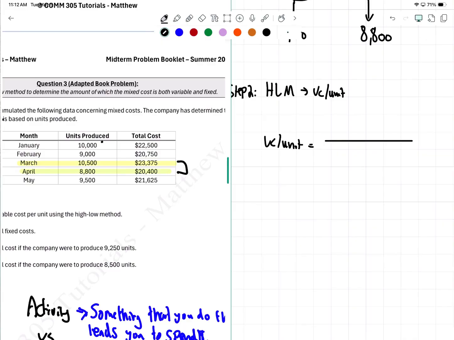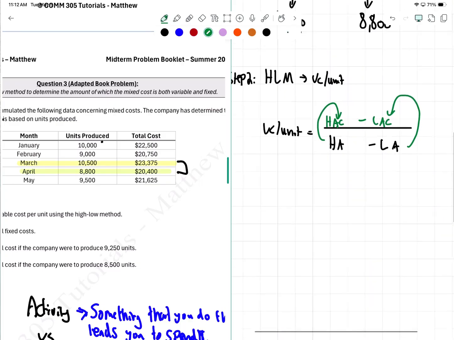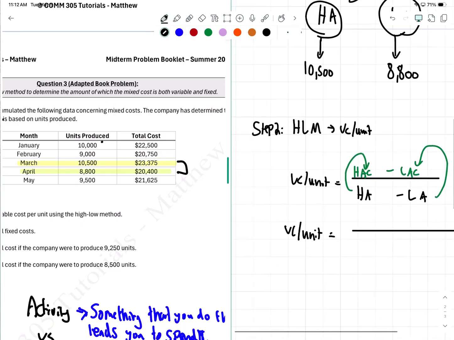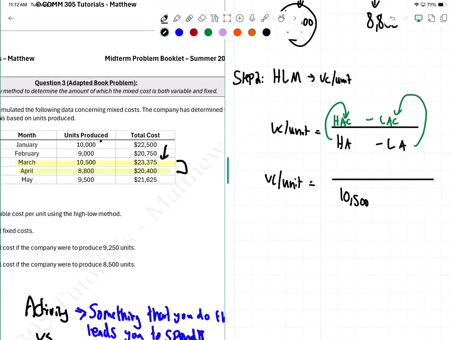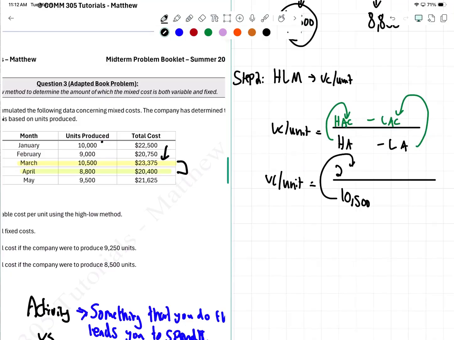But anyways, we're going to abbreviate here: HA, highest activity, minus LA, lowest activity. Then we pick the highest activity cost, HAC, and then we minus the lowest activity cost, LAC. So for our VC per unit now, look how easy it is once we do step 1. Look how simple it is. I'm going to pick 10,500 first because that's what I pointed out in step 1. And then my total cost is 23,375. Okay, I hope that is okay with everyone.